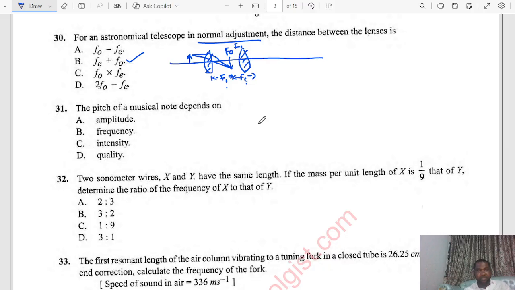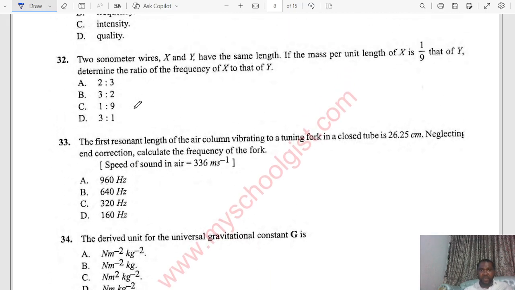Now the next one says the pitch of a musical note depends on frequency. We already saw that, right? Then this one says two sonometer wires, X and Y, have the same length. If the mass per unit length of X is 1/9 that of Y, determine the ratio of their frequencies of X to that of Y. First of all, the fundamental frequency of a wire, the formula is 1/2L times square root of T over mass per unit length.